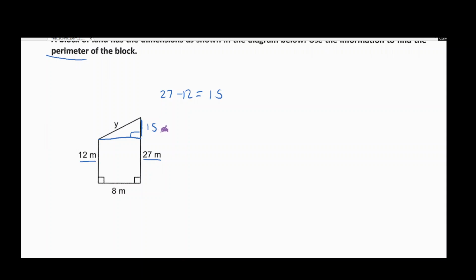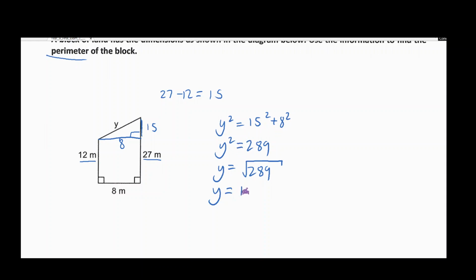And then we've got 8 along the bottom here, so we can use Pythagoras to figure out what y is. y squared is equal to 15 squared plus 8 squared, which is 289. y equals the square root of 289, which is 17 meters.